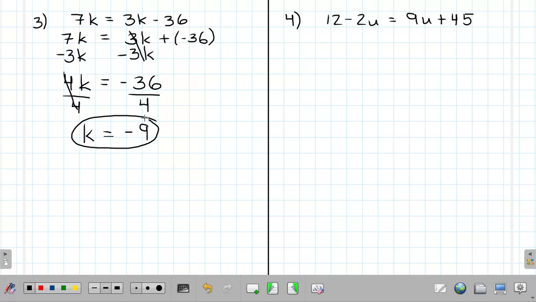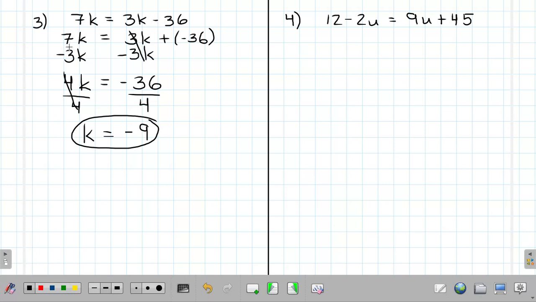Okay, so you can see how all these pretty much work the same. And if you struggle with this and you follow along, if you do it the same way I do it, like I said, I just get in the habit. I always move my variable on the right-hand side to the left.